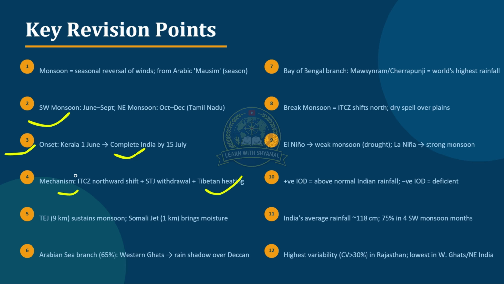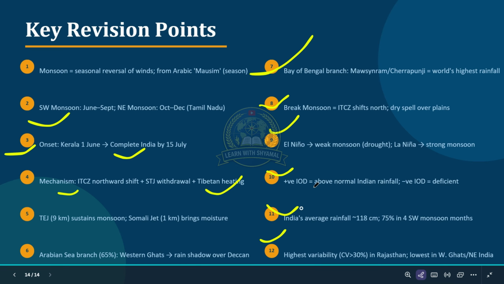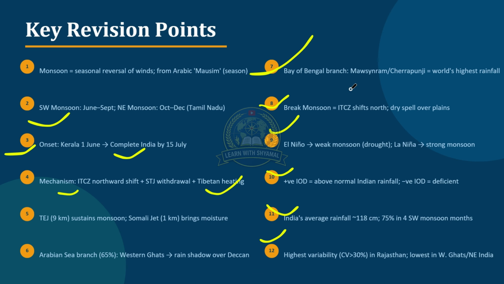Arabian Sea branch 65%. Western Ghats rain shadow over Deccan. Bay of Bengal branch: Mawsynram and Cherrapunji, world's highest rainfall. Break monsoon: ITCZ shifts north. Dry spell over plains. El Nino weak monsoon, drought. La Nina strong monsoon. Positive IOD, above normal Indian rainfall. Negative IOD, deficit. India's average rainfall 118 cm, 75% in the 4 southwest monsoon months. Highest variability, CV more than 30%, in Rajasthan and lowest in Western Ghat and northeast India.